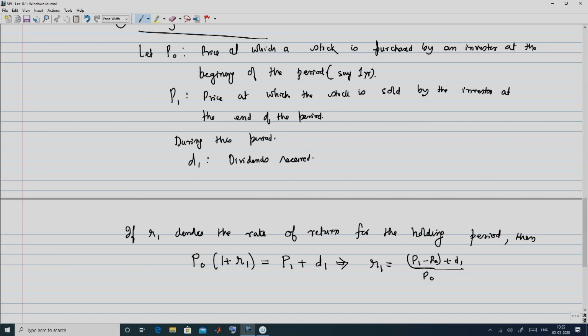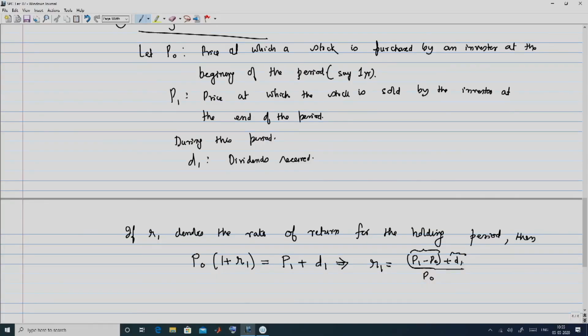So, this means that P1 minus P naught is the excess amount of money that you get as a result of selling the stock, and D1 is the dividend. So, this is the total net gain that you have during the entire period, and this as a proportion of the initial investment P naught, this is what is known as the return. And if you multiply it by 100, then you basically get the equivalent return in terms of percentage.